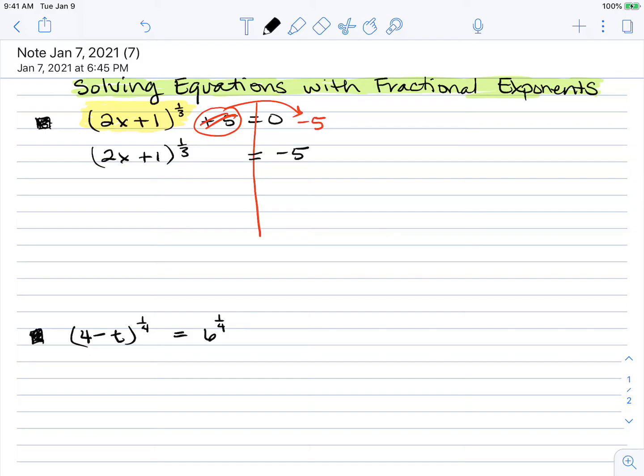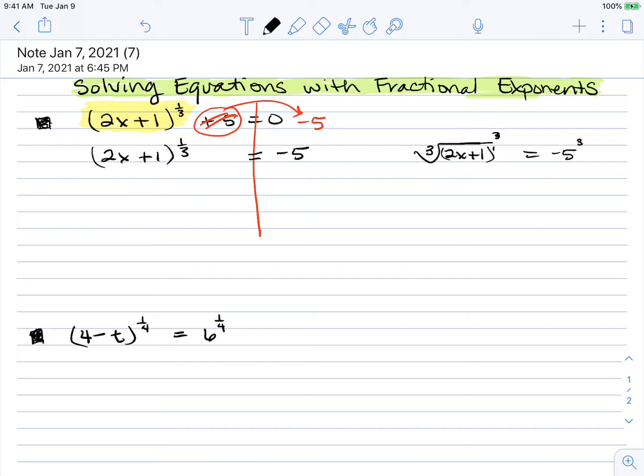Okay, well, this is where things can be tricky. You could do a couple of different things. One thing you could do is rewrite this as the third root of 2x plus 1, this whole thing to the 1 power, equals negative 5. And then I could cube both sides to undo that cube root. And that's one way to address it.